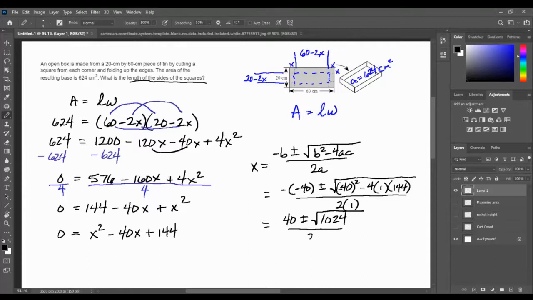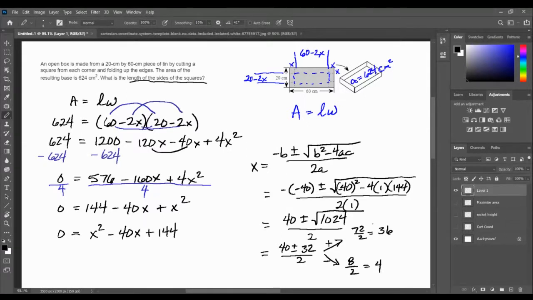All over 2. The square root of 1024 is 32. So we've got 40 plus or minus 32 over 2. Well, that gives us the two different options. We've got plus or minus. If it's plus, we've got 72 over 2, which is 36. If it's minus, 40 minus 32 is 8 over 2.